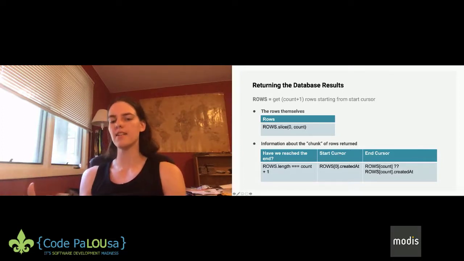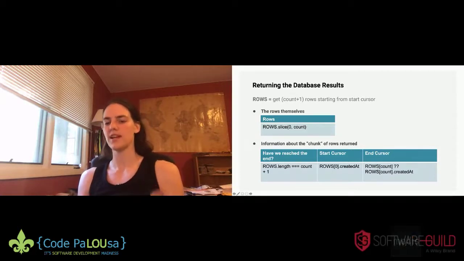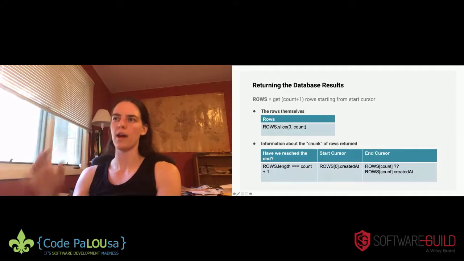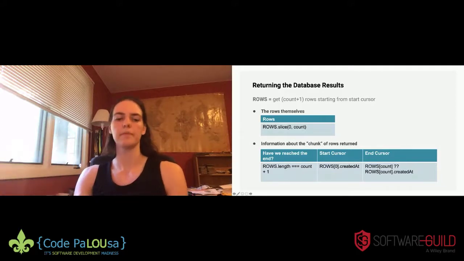To get the start cursor, I just get the unique identifier for the first row. And to get the end cursor, I get the unique identifier for the row right after the last row that I'm returning. Because of the zero-based index, rows[count] actually means the row one after the last row that I'm returning.